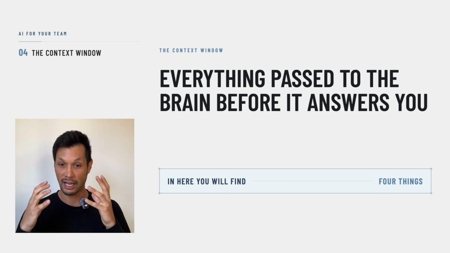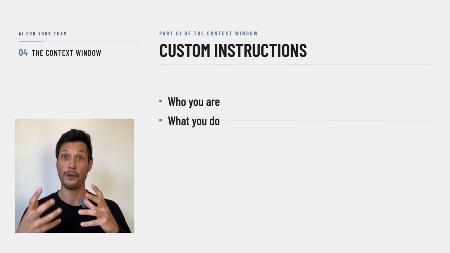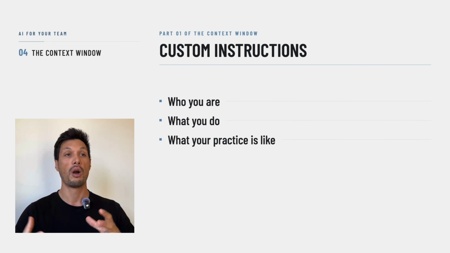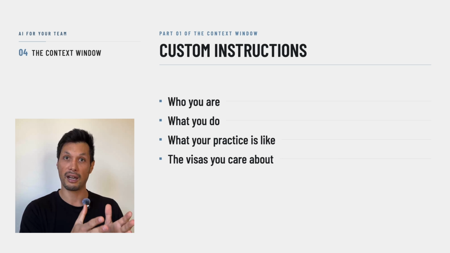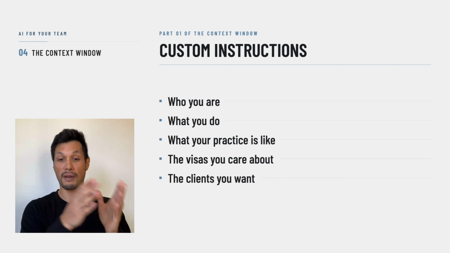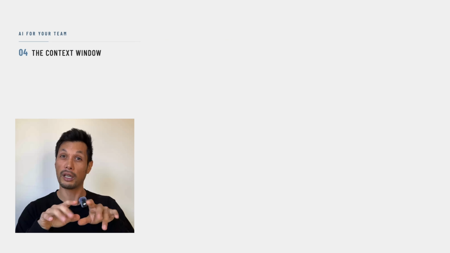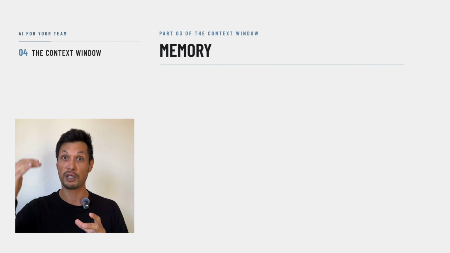In this context window, you're going to find the instructions, the custom instructions, which define who you are, what you do, what your practice is like, what are the visas, for example, that you care about, what are the type of clients that you want, and so on. Then you have the user prompt, which is actually what you write in every message. Then you have the memory, because now these AI agents are capable of researching different chats.